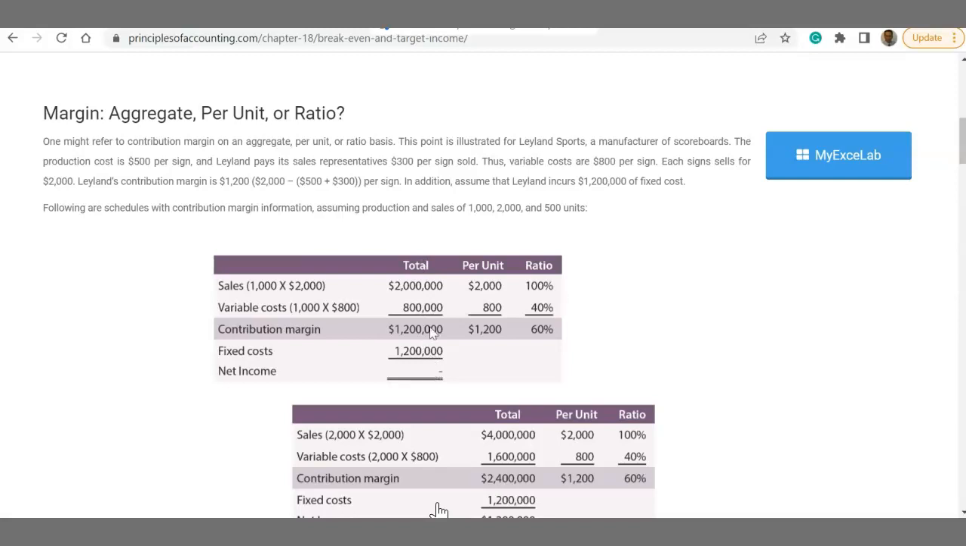But just because of this, that's not enough. Make sure you have per unit calculation next to it. So what is contribution margin per unit? It's $1,200 contribution margin per unit. And that's not enough. You need the next column, which says ratios. And you need to say, okay, sales is always 100%, right? But what is the variable cost? Variable cost is 800 divided by 2,000. That's the variable cost percentage. What is the contribution margin ratio? Contribution margin 1,200 divided by 2,000, and that's 60%.